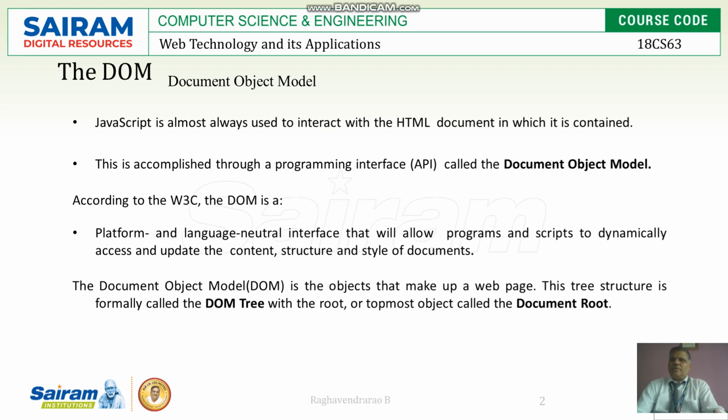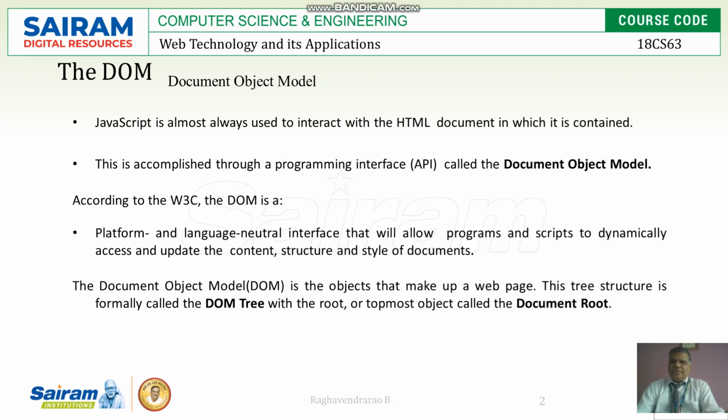The Document Object Model is used by JavaScript almost always to interact with the HTML that is being used for this. Okay, the document is going to contain that particular data. Here it is accomplished by using this API called the Document Object Model. Another way it is called is the DOM model.